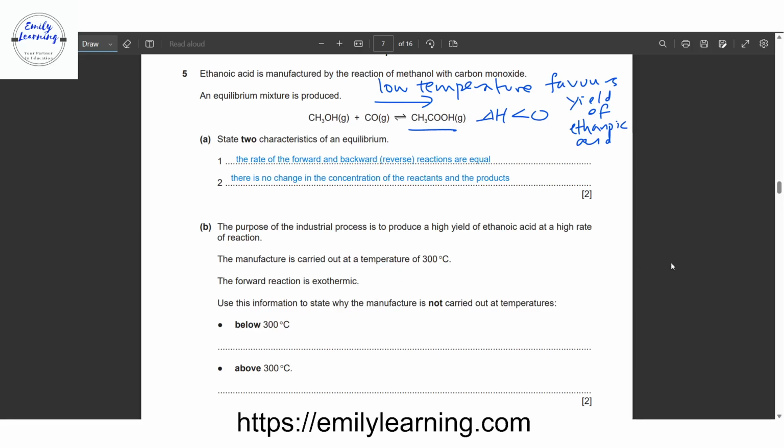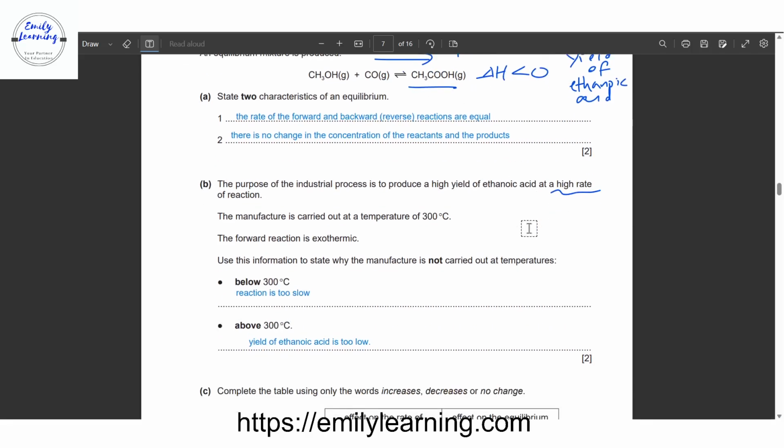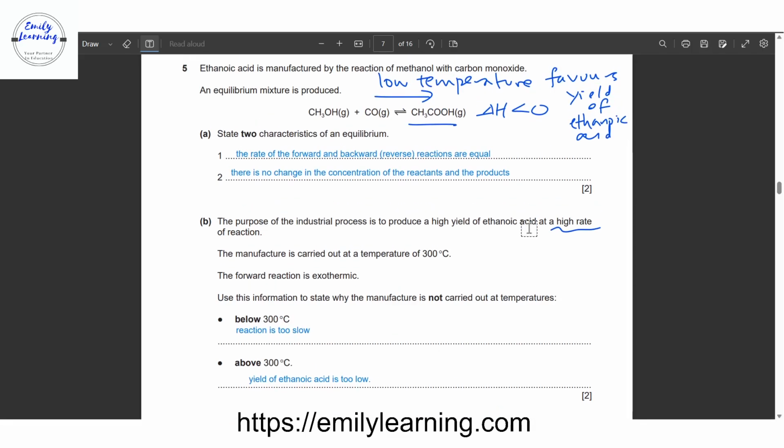But we do not want too low a temperature, because when the temperature is low, the rate of reaction is slow. So the reason why you don't want it below 300 degrees Celsius is that the reaction is too slow. And you do not want a temperature above 300 degrees Celsius because the yield of ethanoic acid will be too low, because the higher the temperature, the lower the yield of the forward reaction, or the lower the yield of ethanoic acid. So you need to choose a moderate temperature. In industries, 300 degrees Celsius is considered low. So you need to choose a moderate temperature so that you can get sufficient yield at not too slow a reaction rate, and that is why they chose 300 degrees Celsius.